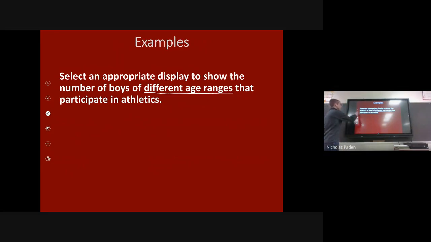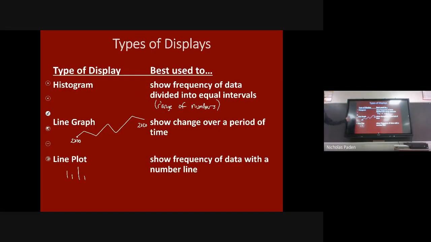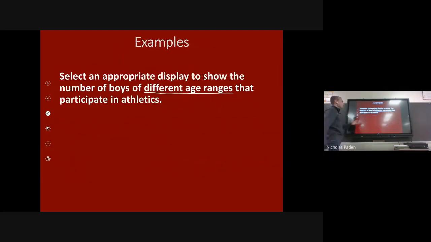So looking back at our displays, equal intervals, a range of numbers, that is a histogram. So these ranges, these equal intervals, would be perfect for a histogram. And so we would use a histogram. And that's all we need to say for this. Sometimes it'll tell us to describe how we would set it up. For this one, we don't have to. We just say a histogram would be best.